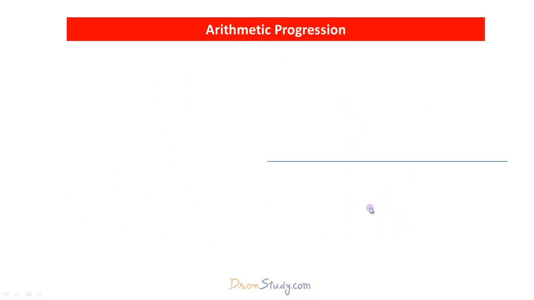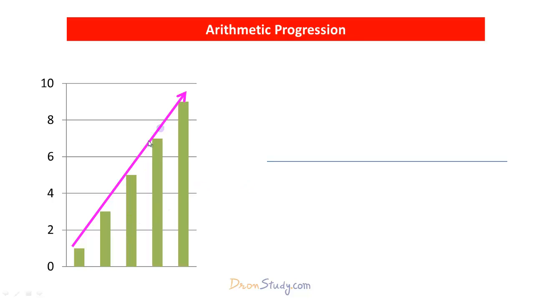Now go to the next figure. See this chart. Here the first bar is of 1 centimeter. Second bar is of 3 centimeter. Third bar is of 5 centimeter. Fourth bar is of 7 centimeter. And the next bar is 9 centimeter.